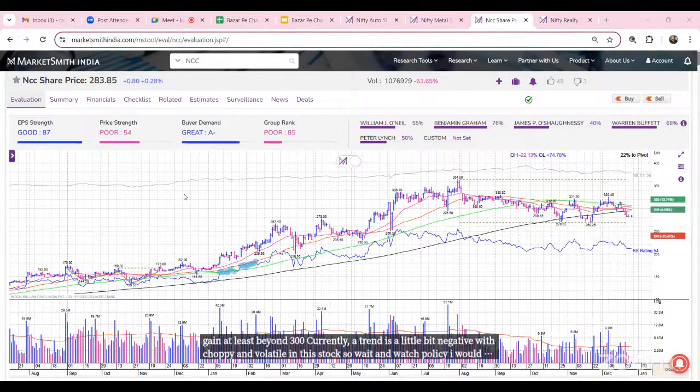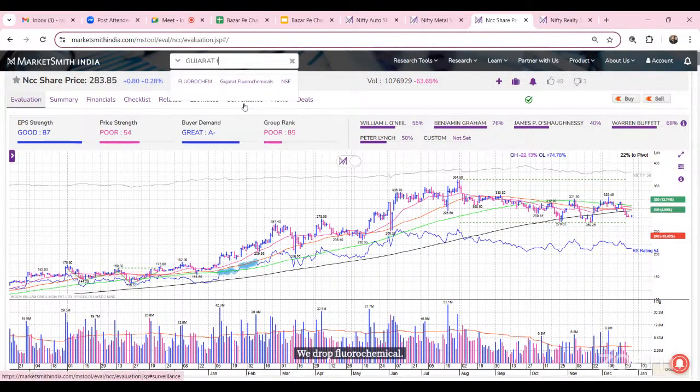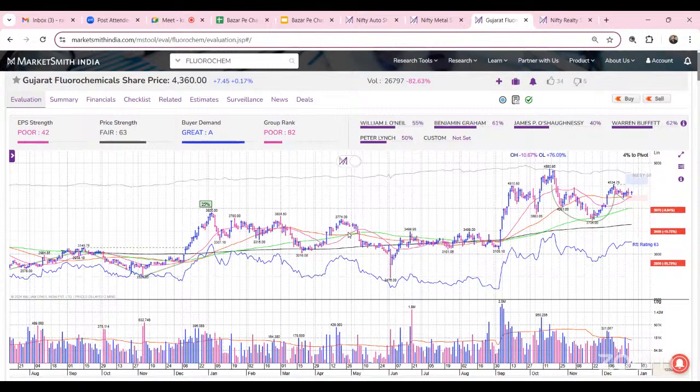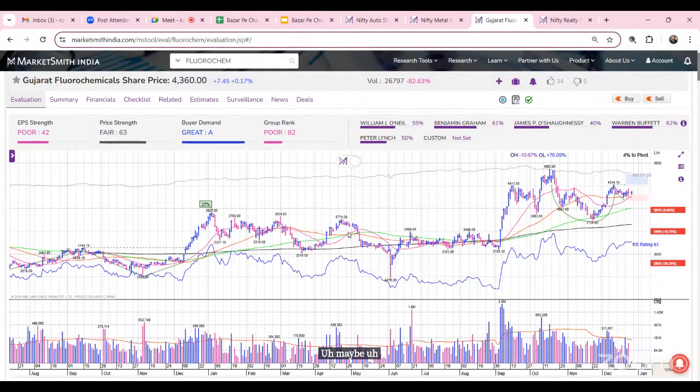Last, Gujarat Fluorochemical. Okay, so this is the last, then we will wrap up the session. Gujarat Fluorochem trend is positive. Overall, the majority of chemical stocks are doing good, and one of them is Fluorochem. Maybe this may be the outperformer in the coming few weeks and months. This Gujarat Fluorochem as well as other chemical stocks look attractive at the current point of time, at least from a next 3-4 month perspective.